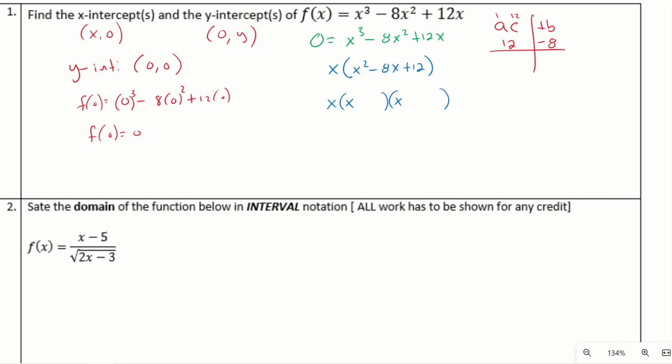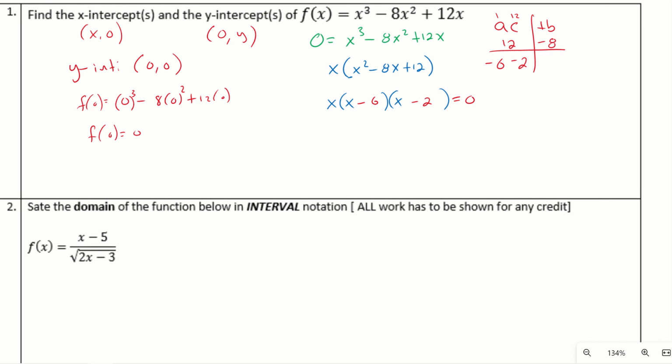So when I add two numbers, I need it to be negative. So that tells me that I'm looking for two negative numbers. And so here, -6 and -2 multiply to 12, and they also add up to -8. And so my numbers here are -6 and -2.